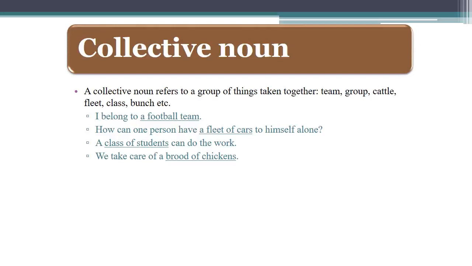I belong to a football team. How can one person have a fleet of cars to himself alone? A class of students can do the work. We take care of a brood of chickens. All the underlined words are examples of collective nouns.